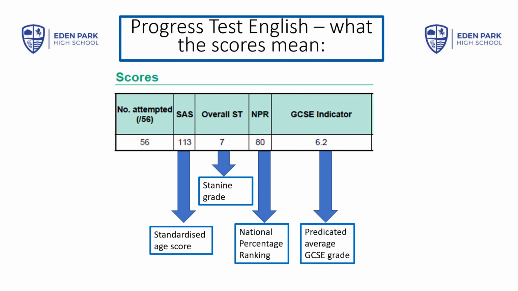For the Progress Test in English report you would have received, you see this SAS score, standing for Standardized Age Score, and the same applies as the Cat 4. This child's got 113, which means they are just above the age-related expectation. Between 90 and 110 means they're working at their age-related expectation. Anything above 110 is more advanced. Anything below 90 is below their age-related expectation at this point in time.